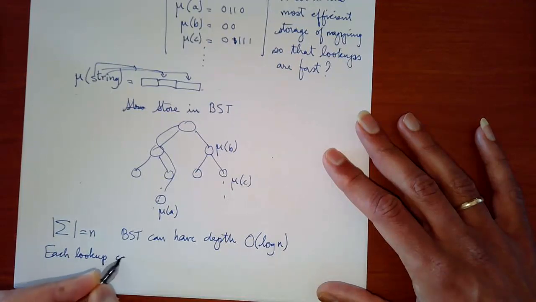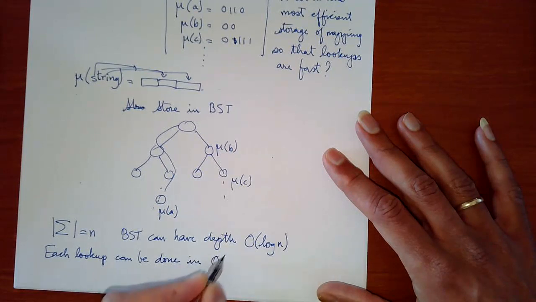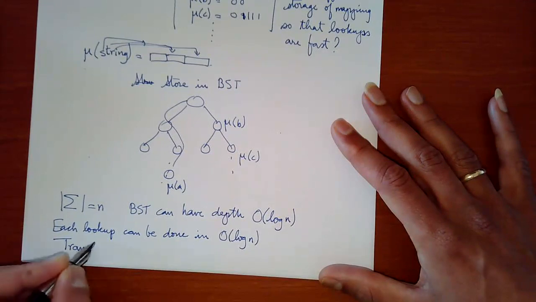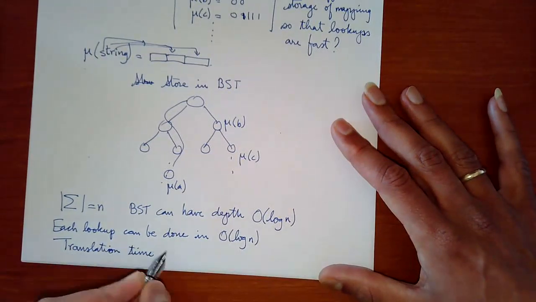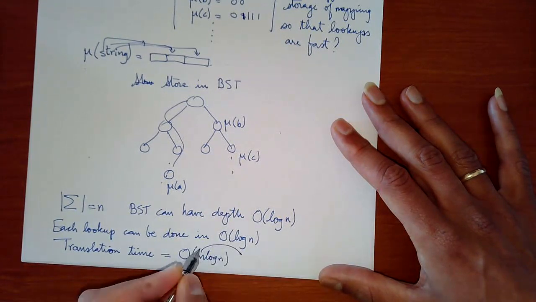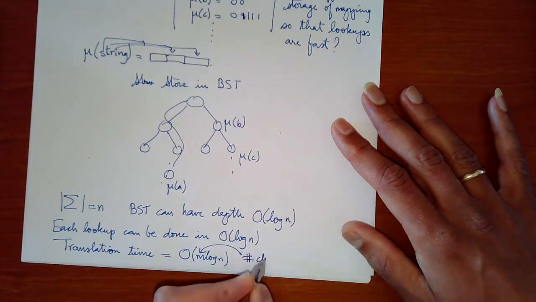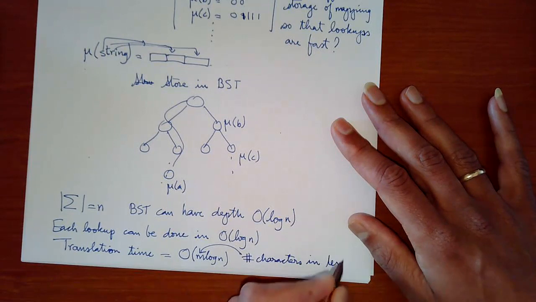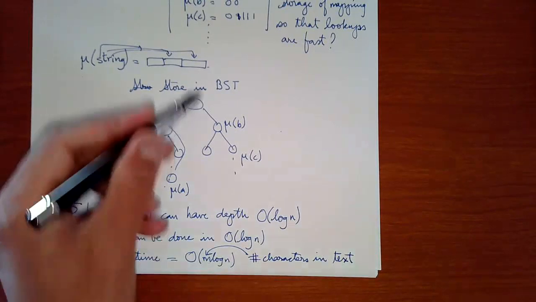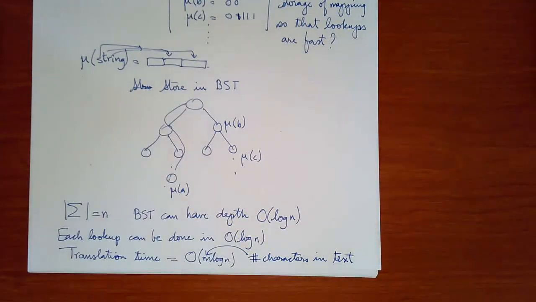Each lookup can be done in O of log n. And so the translation time is equal to O of m log n, where m is the number of characters in the text. Does that make sense? You have m characters. For each of them you look up, and then you can do the translation.